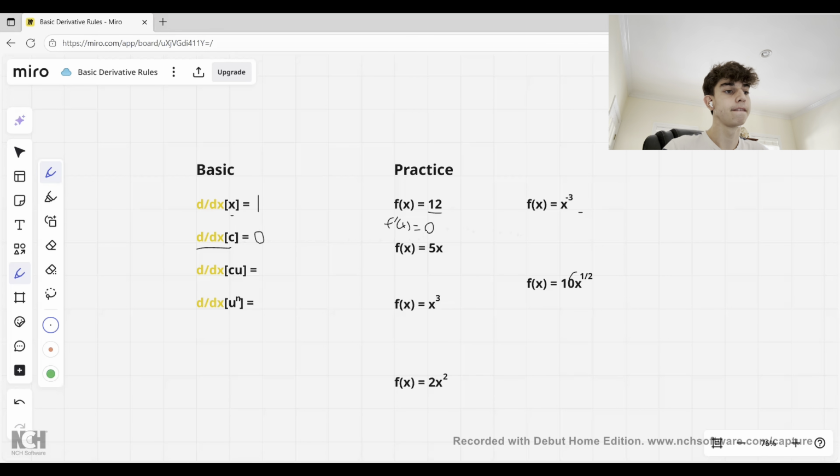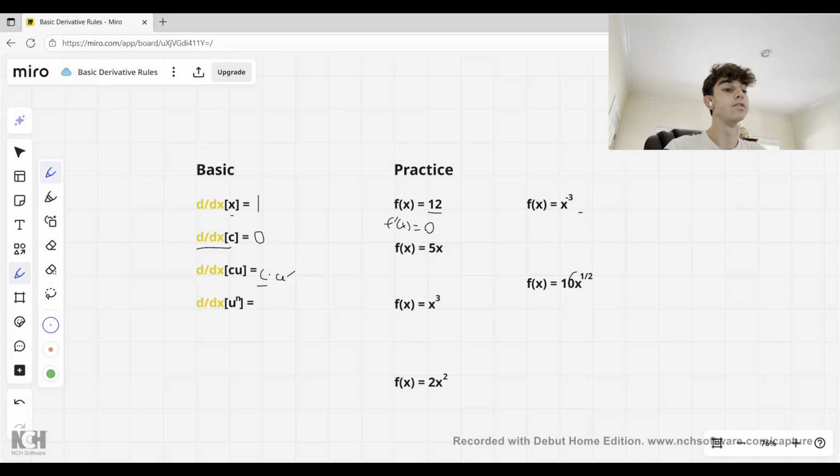Really, really easy. This next one gets slightly more complicated. It's not too bad. The derivative of cu is just going to be c times u prime. So when you're multiplying, you're going to want to keep that c. You're going to want to keep any basic number in your problem.